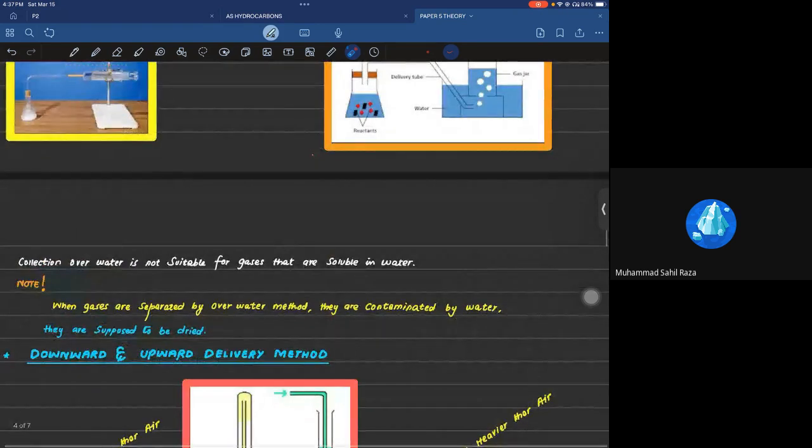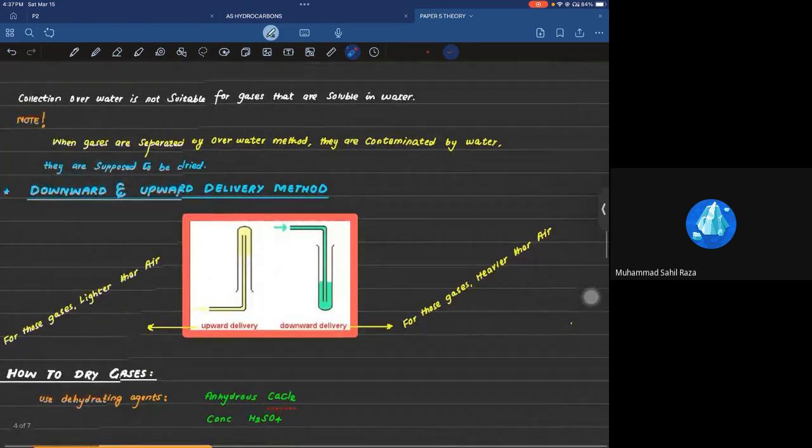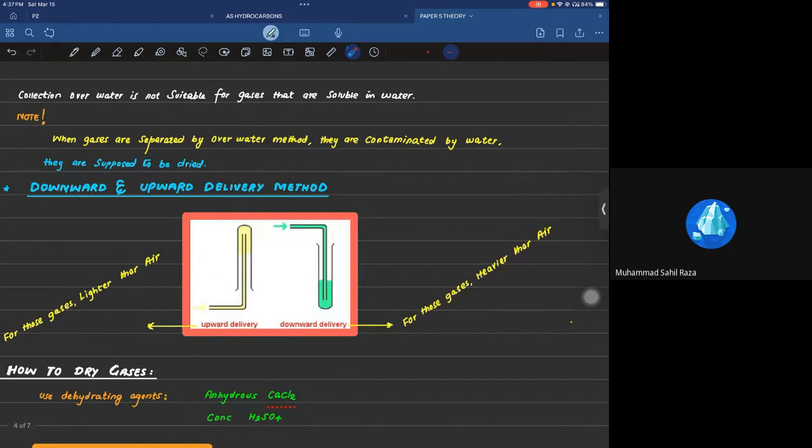Then we can use these two methods: upward delivery and downward delivery. When the gas is heavier than air, you can collect the gas through downward delivery. And when the gas is lighter than air, you can use upward delivery. Okay, these are the methods by which we can collect the different gases.